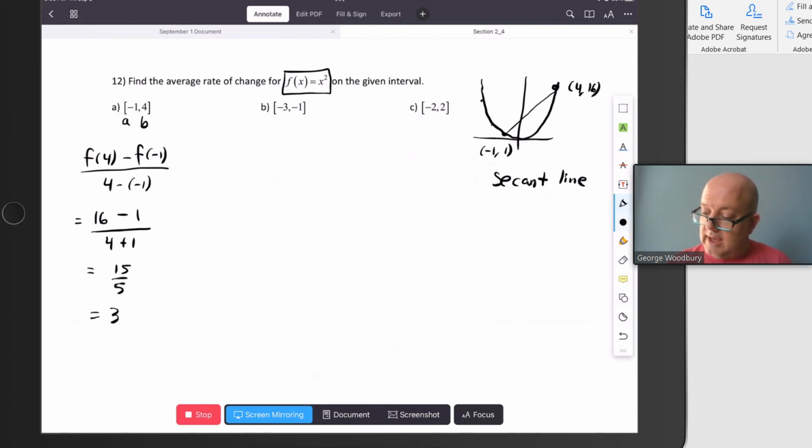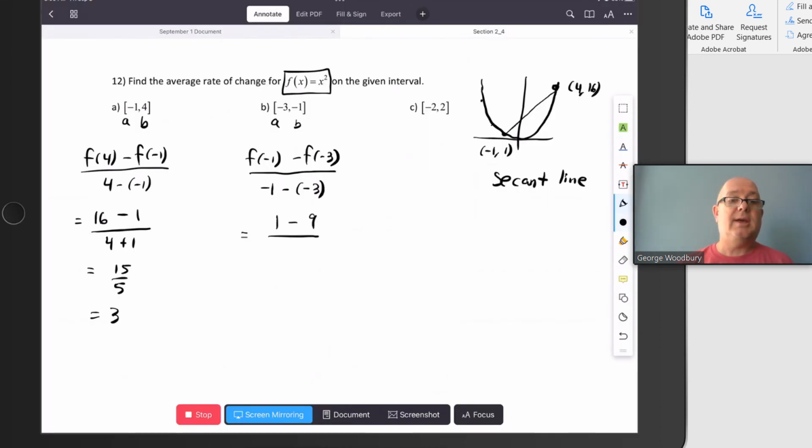It went up by 15 units as we went 5 units to the right. For the second one, A and B are -3 and -1. So we've got f of -1 minus f of -3, all over -1 minus -3. f of -1 we've already done. When we square -1, we get positive 1, minus, when we square -3, we get positive 9. So that's 1 minus 9 on the top. In the denominator, we've got -1 plus 3. And so this is the same as -8 over 2, or -4. So here, when we go from the point -3, 9, down to the point -1, 1, that has a slope of -4. So it's dropping 4 units for every 1 unit to the right.